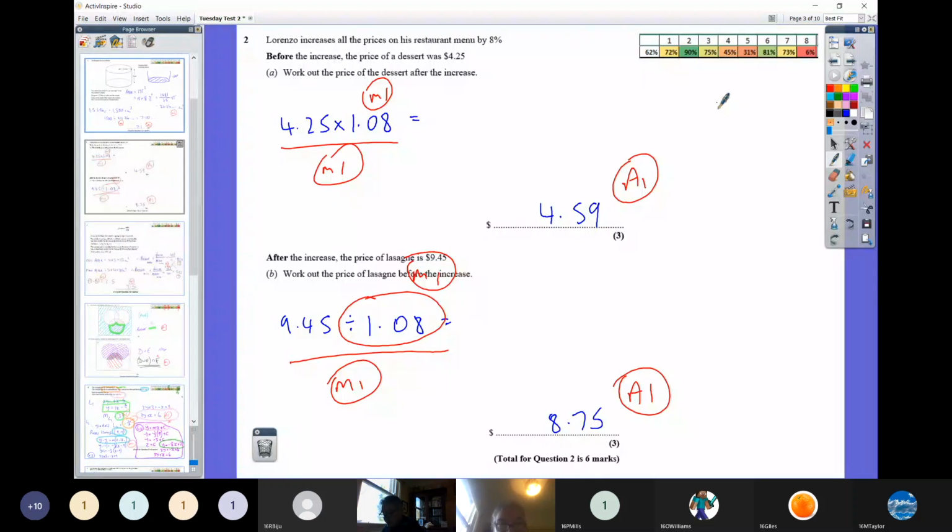Now, part B, we're still using the same multiplier. It's still the same price increases at the restaurant. But the final price was 9.45, and we've got to work out the original price. So when you're going from final to original, you've got to divide by the multiplier. That's what gave us 8.75. So as I said, that was very well done, 90% as a class.